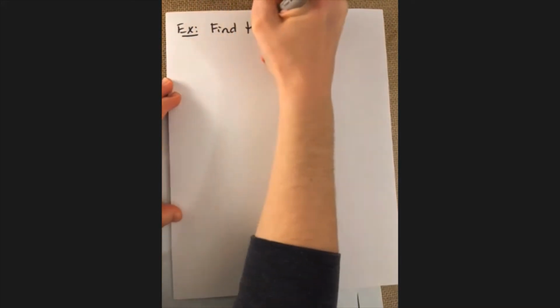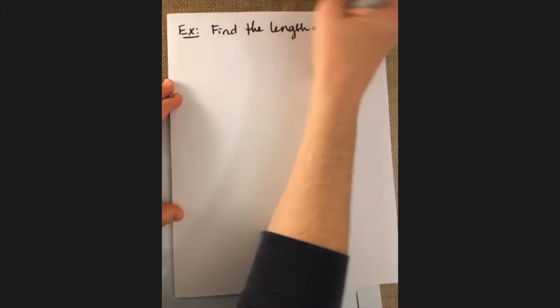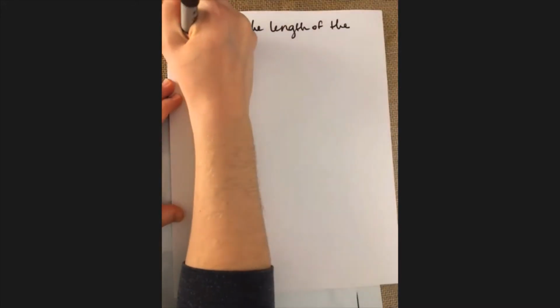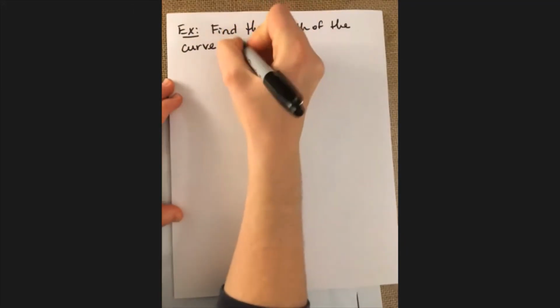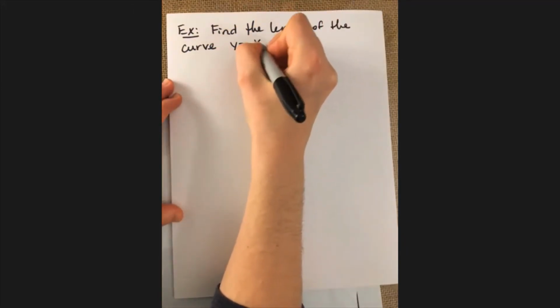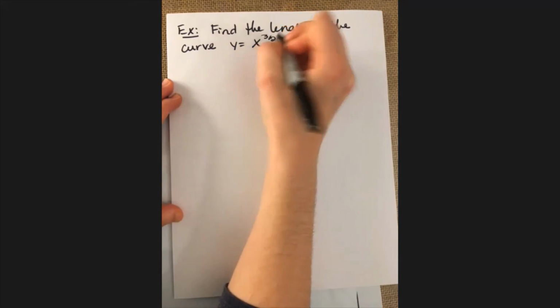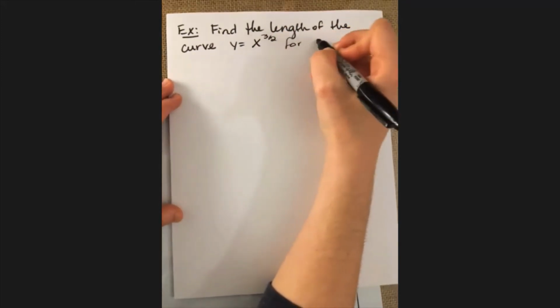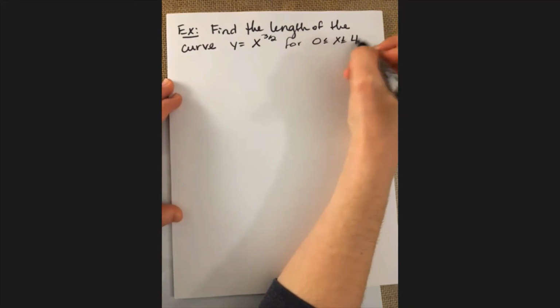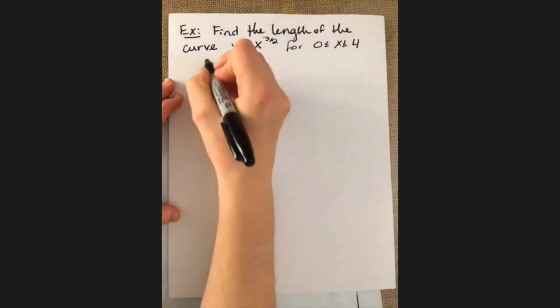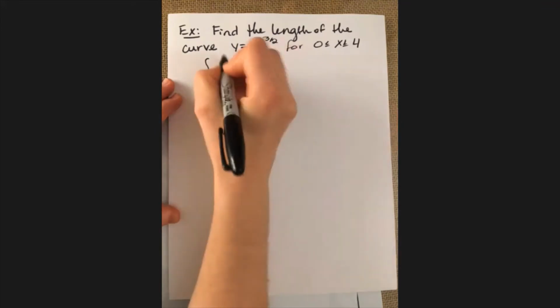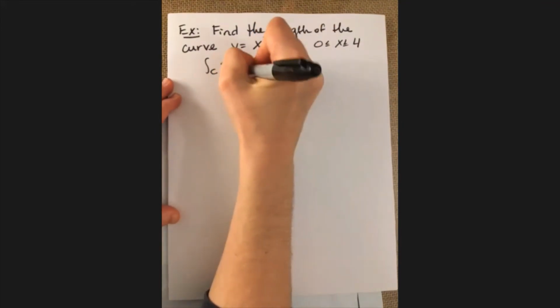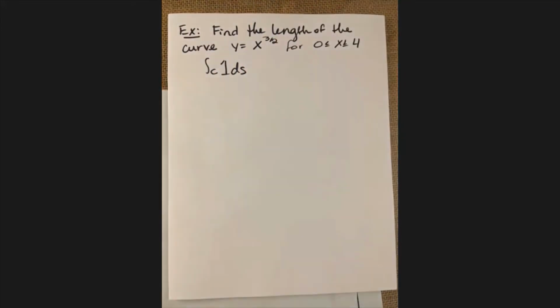All right, let's do curve length now. Last example. For this one, we will find the length of the curve, let's say y equal to x to the 3/2 when x is between 0 and 4. We had said earlier that if we integrate over the curve with a 1 plugged in, and then we have ds, then we're going to get our curve length.